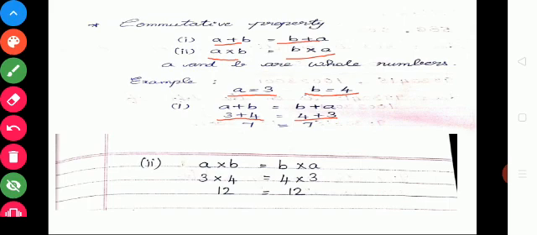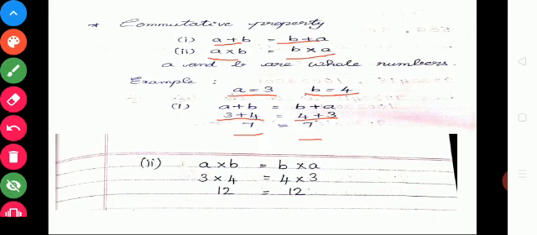So 3 plus 4, what is the answer, children? 7. And then 4 plus 3, what is the answer, children? 7. So on both sides, do you get the same answer? Yes, children. You can add any two whole numbers in any order. We say that addition is commutative for whole numbers. This property is known as commutativity of addition.